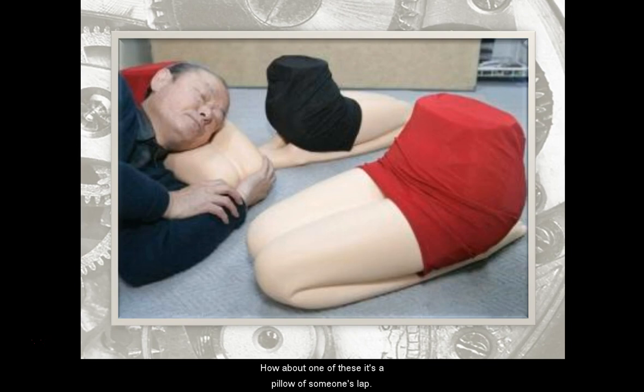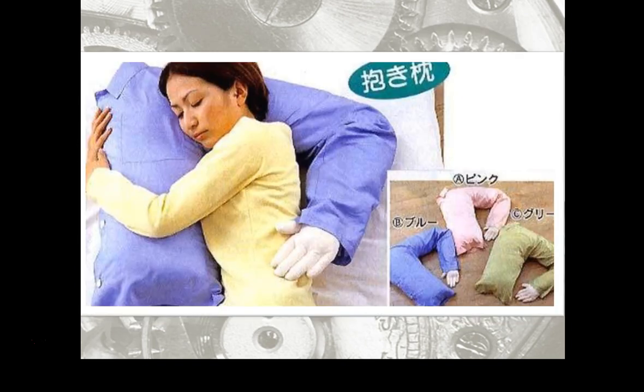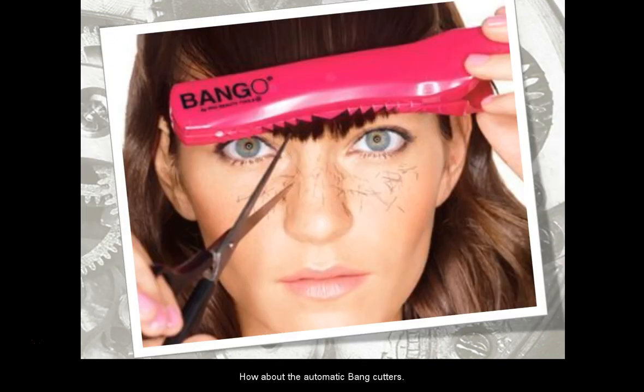How about one of these? It's a pillow of someone's lap. It's a lap pillow. How about this other invention? Not creepy at all to have someone's detached, disembodied arm to snuggle up with. How about automatic bang cutters, helping you keep your bangs straight? I assume that it doesn't blow the cut hair off your face.